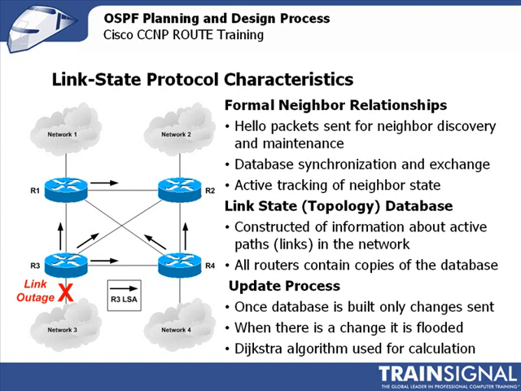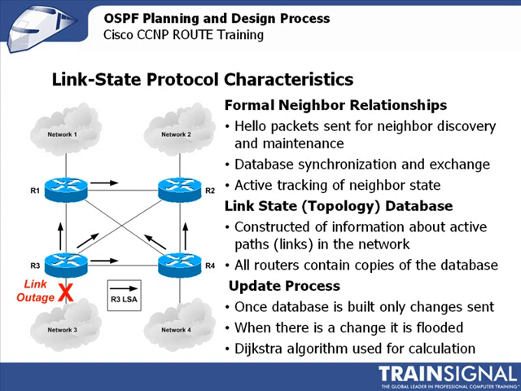So in link state protocols, there is a formal relationship. Neighbors are actually discovered using hello packets, both for the initial discovery and then also as a keepalive and maintenance mechanism. There is a database synchronization. Every router in a link state protocol has an identical copy of what's called the link state database, which we'll talk about in a moment. And then there's an active tracking of neighbor state. If the hellos, for instance, stop flowing, then one router knows that its neighbor is no longer available, and so it's able to track the state of that neighbor. So it's much more formal in how link state routers actually carry on their relationships.